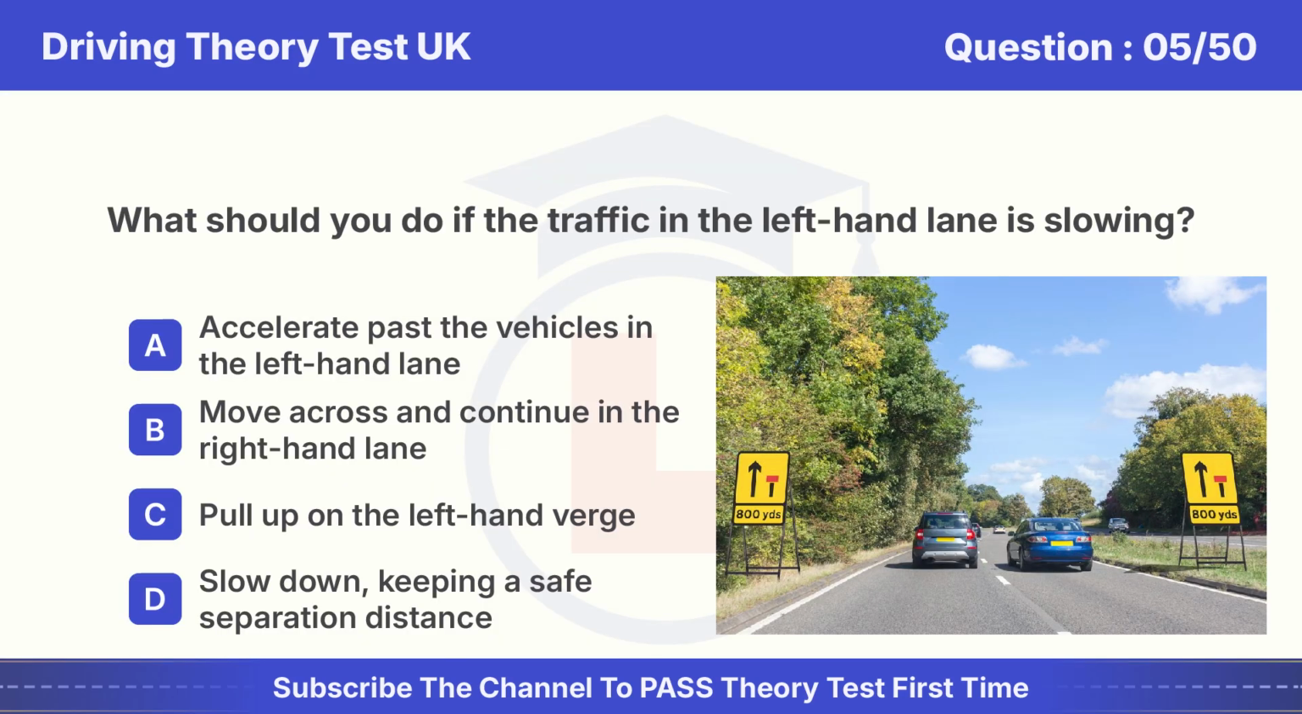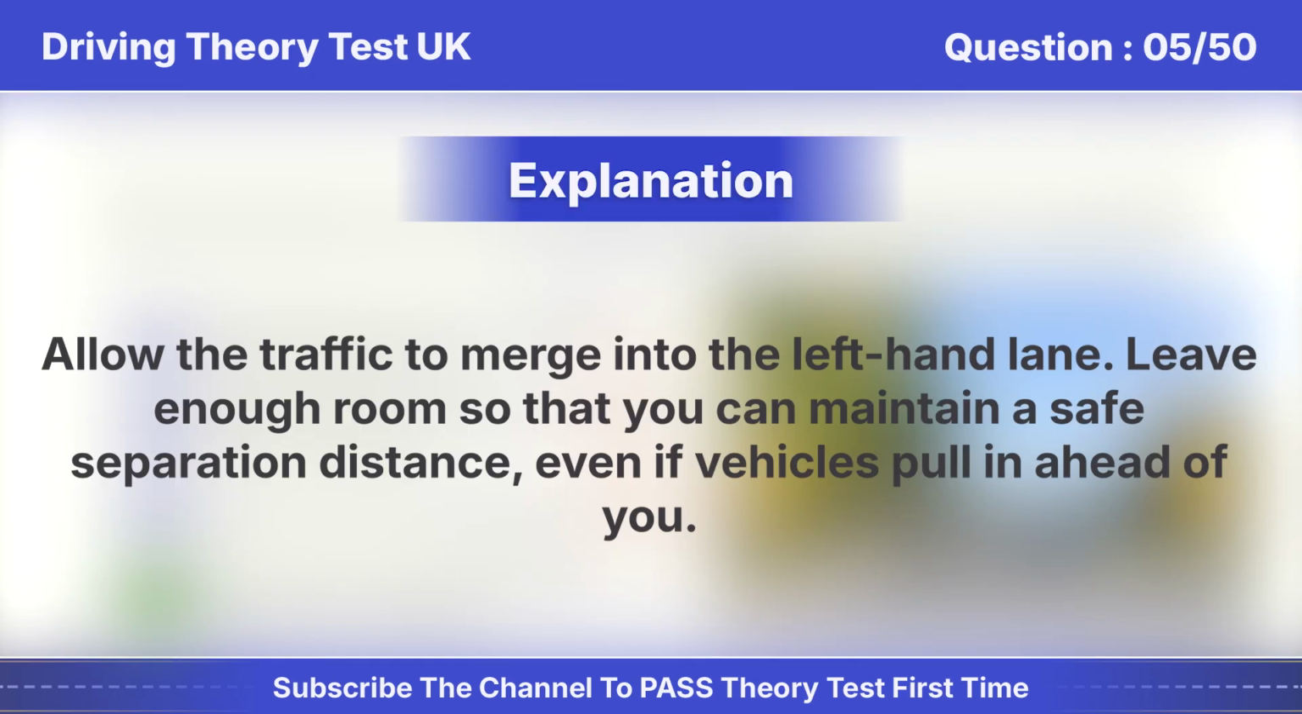Question 5. What should you do if the traffic in the left-hand lane is slowing? Answer is D. Slow down, keeping a safe separation distance. Allow the traffic to merge into the left-hand lane. Leave enough room so that you can maintain a safe separation distance, even if vehicles pull in ahead of you.